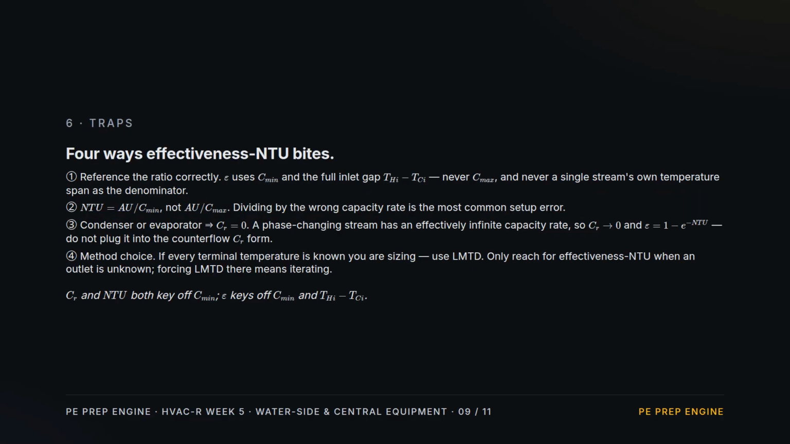Traps. 4 ways this bites. 1. Reference effectiveness to C-min and the full inlet gap, never to C-max or a single stream zone change. 2. NTU divides by C-min, not C-max, the most common setup slip. 3. A condenser or evaporator has a phase-changing stream, so its capacity ratio is 0, and effectiveness is 1 minus e to the minus NTU. Don't force it into the counterflow ratio form. 4. If you already know every terminal temperature, you're sizing, use LMTD. Save Effectiveness-NTU for when an outlet is unknown.